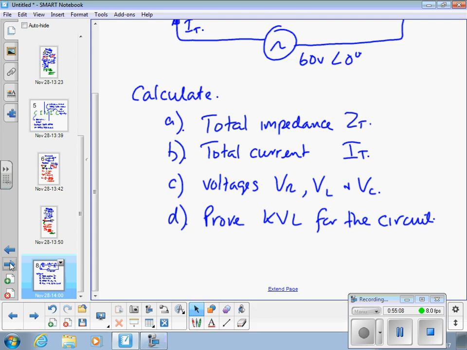So, calculate total impedance, total current, calculate the voltages VR, VL and VC, the 3 volt drops across each of the components, and prove KVL for the circuit, i.e. VR plus VL plus VC equals VS. Make a start on that.